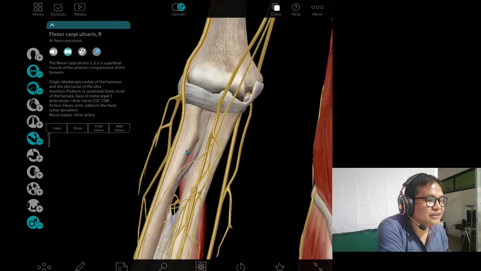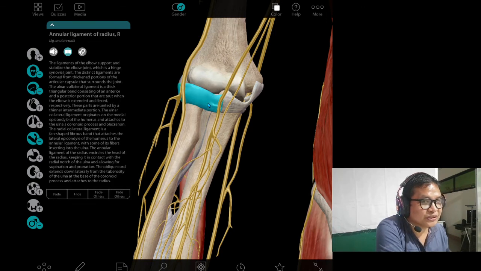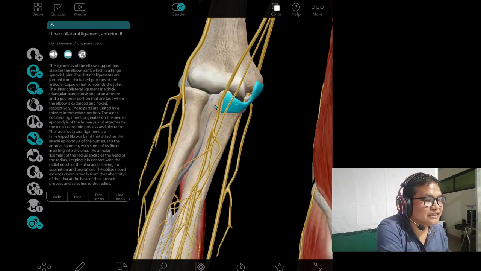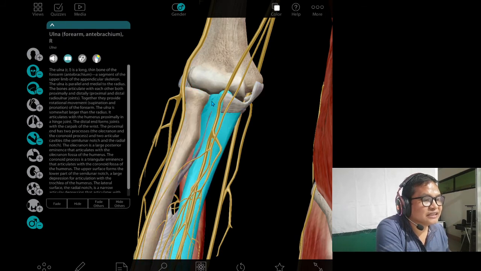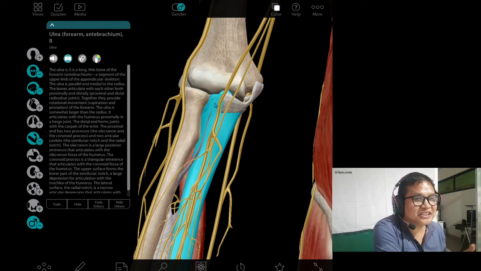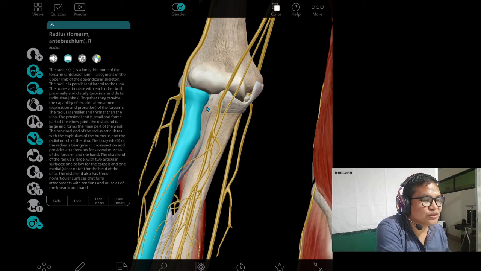Okay, so we have here the radio-ulnar joint, the proximal radio-ulnar, between the radius and ulna. So between the head of the radius and the radial notch of the ulna, they form what we call the proximal radio-ulnar joint.